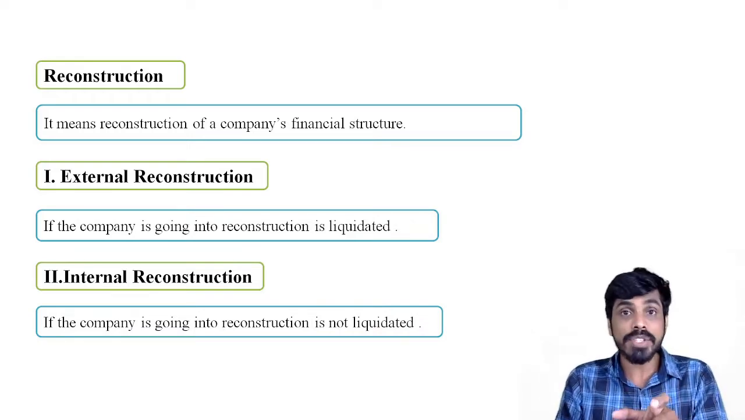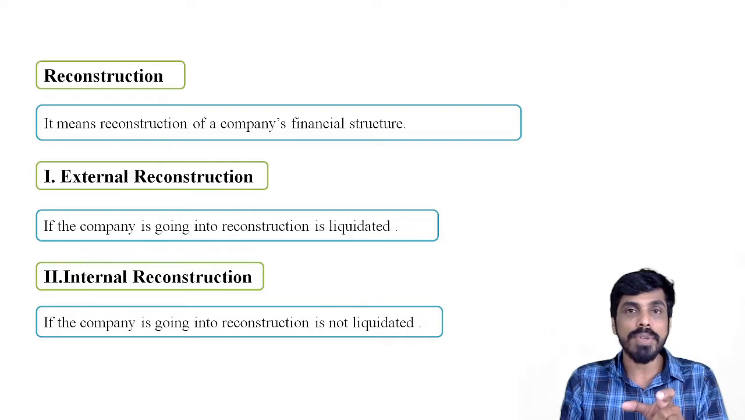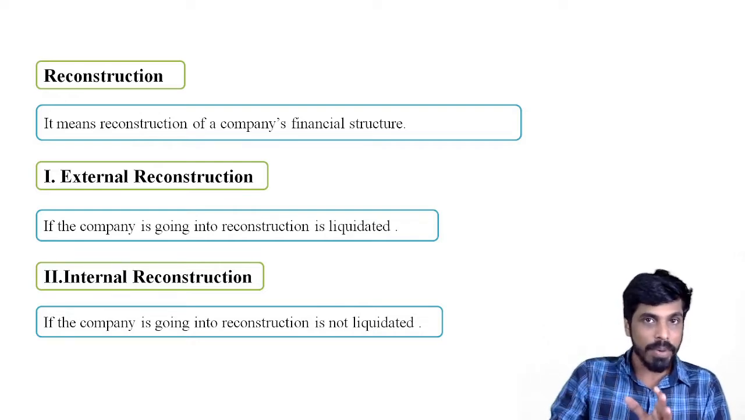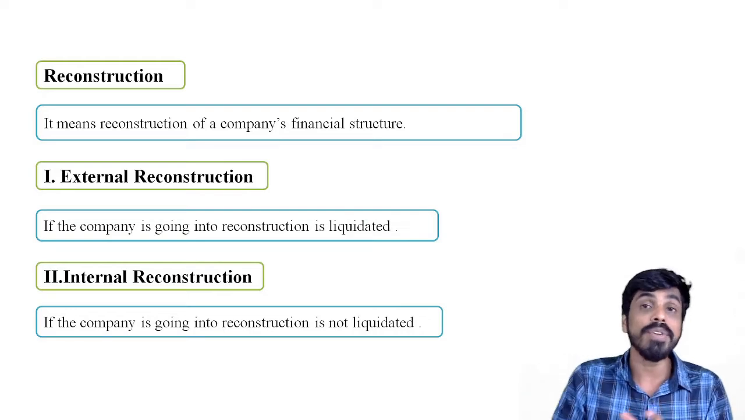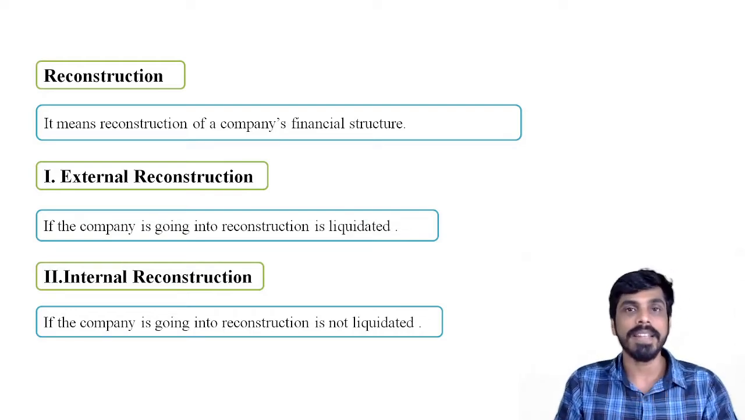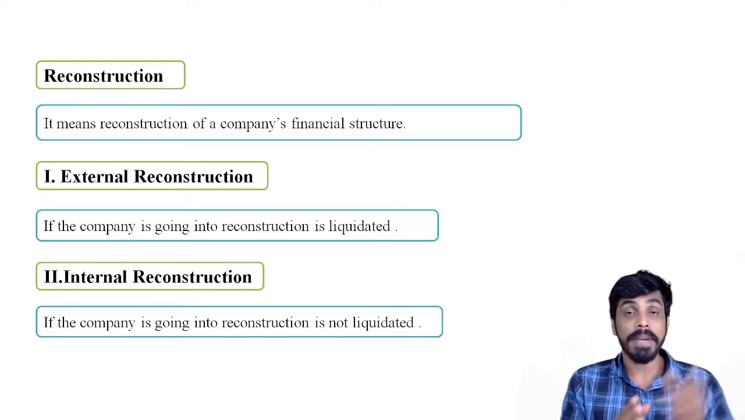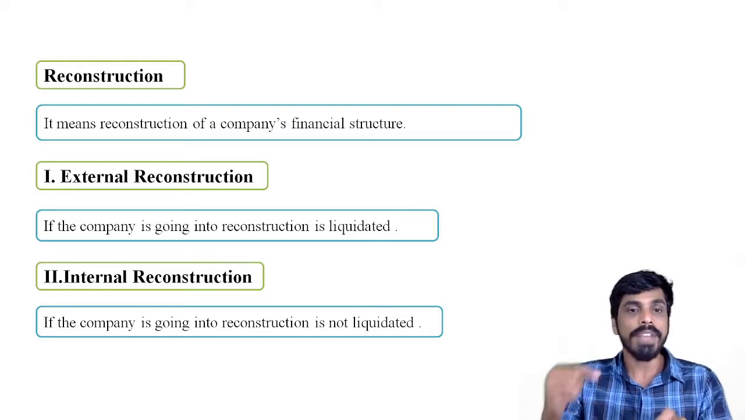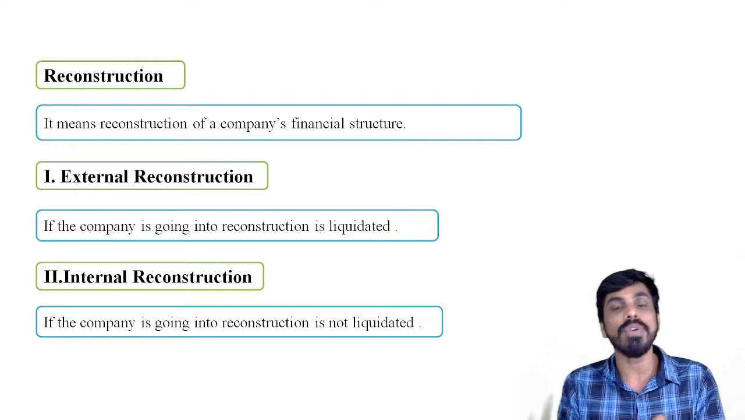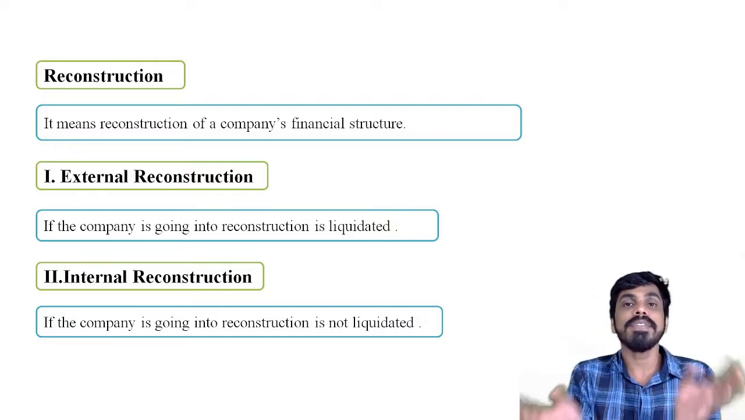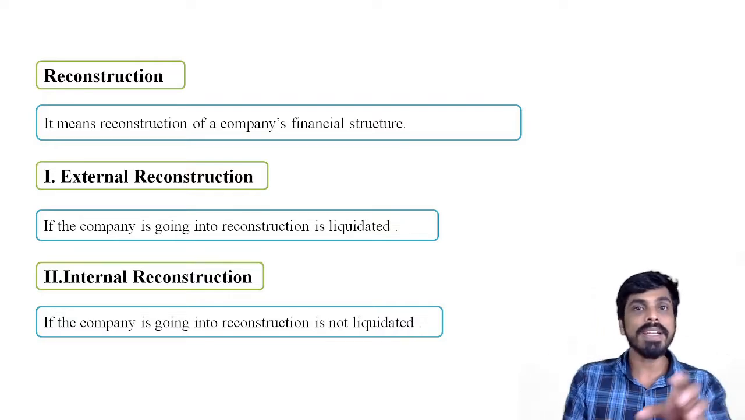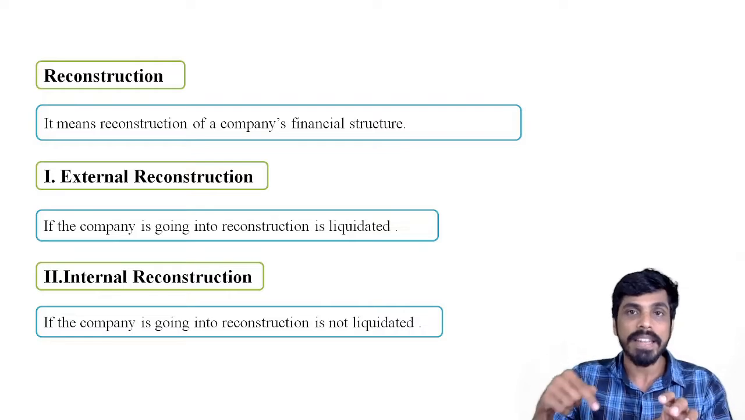What is external reconstruction? If the company going into reconstruction is liquidated, and as a part of that it is restructured, then it is known as external reconstruction. So physically there will be a complete reconstruction. But in case of internal reconstruction, the company going into reconstruction is not liquidated, so physically there will not be a reconstruction. Outsiders cannot know if the internal reconstruction happened.